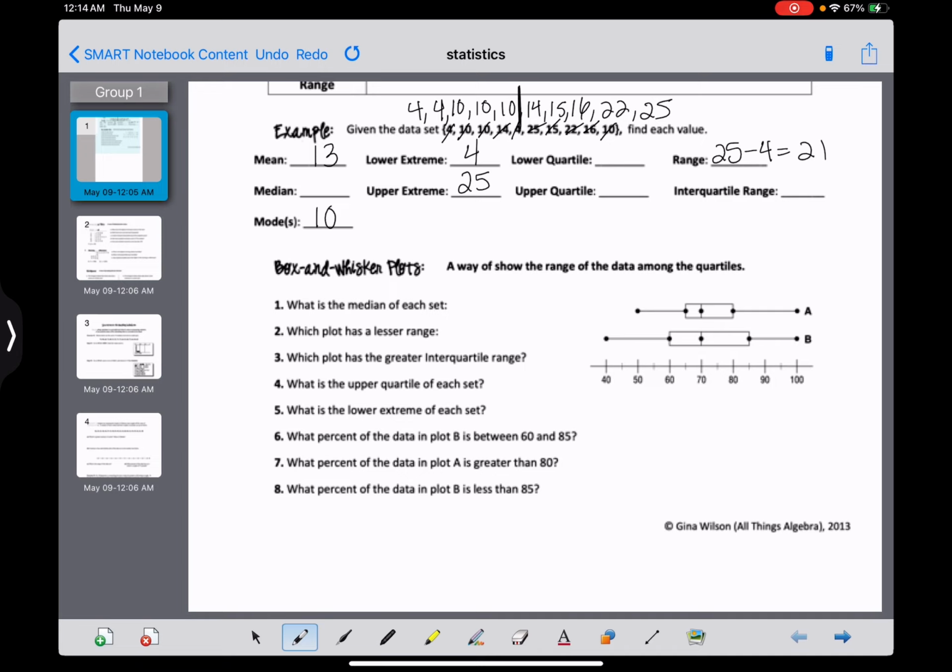And then 1, 2, 3, 4, 5 on the other side. So that right there is my median. Now, I don't have an exact number in that space. It's 10 and 14. So I need to find the mean of those numbers.